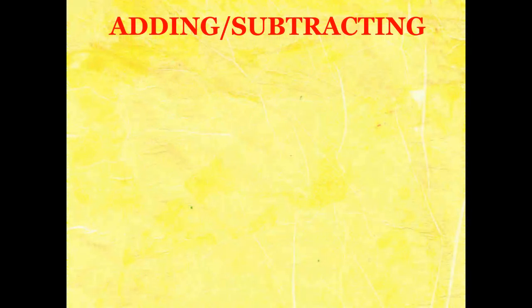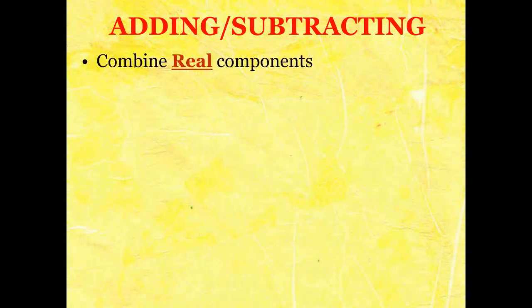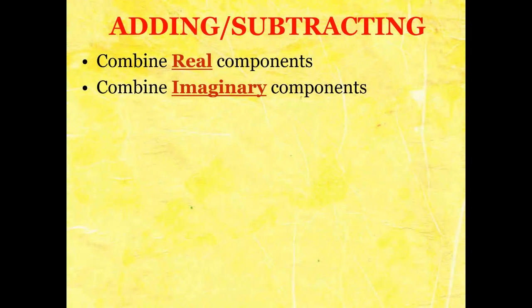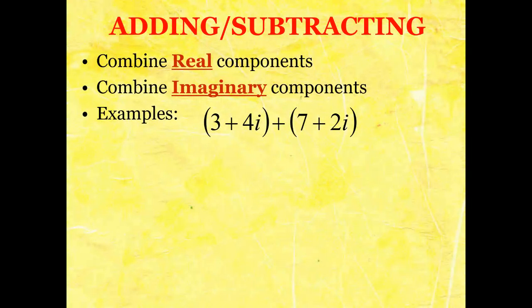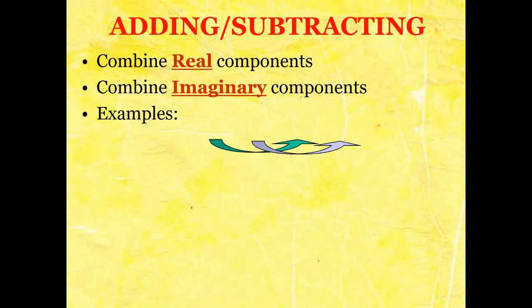Awesome. Okay, so adding and subtracting now. So we want to combine the real components, and you saw this a little bit on the GeoGebra applet. Combine the real components and the imaginary components. So for instance, if I have 3 plus 4i plus 7 plus 2i, I'm going to combine or add the 3 and the 7 and add the 4i and the 2i.